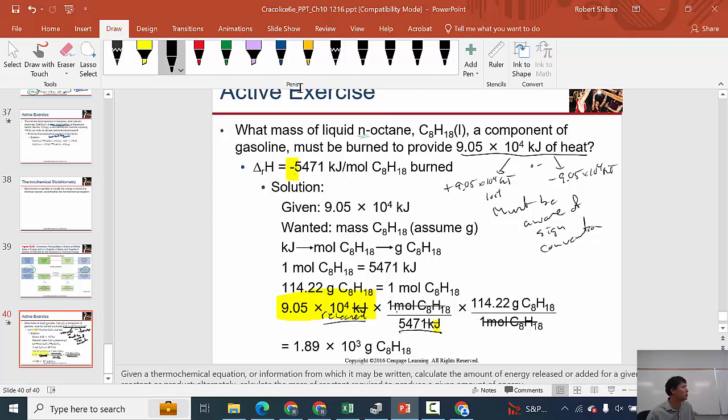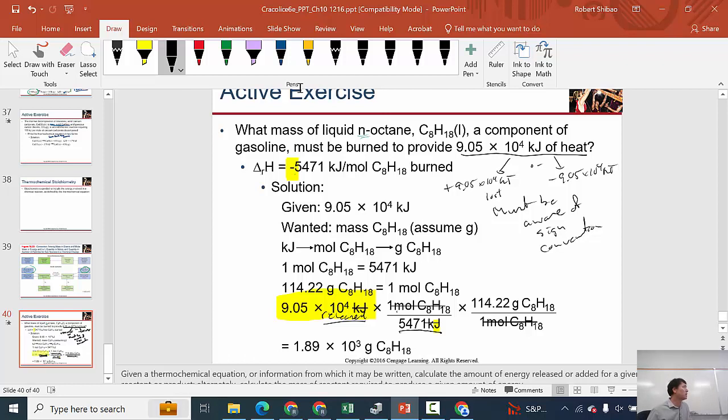So they did the kilojoules to moles, moles to grams conversion here. That's assuming we have plenty of oxygen, which we can do. We always assume, if it's not specified, that there's excess of the other reagent. If the amounts of two reagents are given, then we have to do a limiting reagent problem. If only one reactant is given, then we assume everything else is in excess.